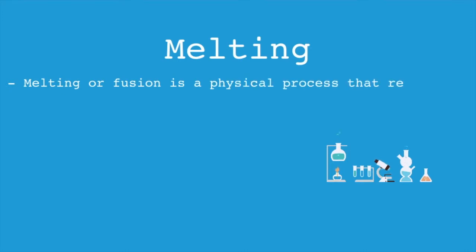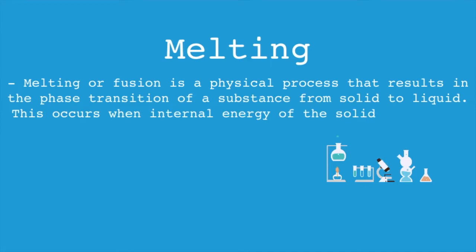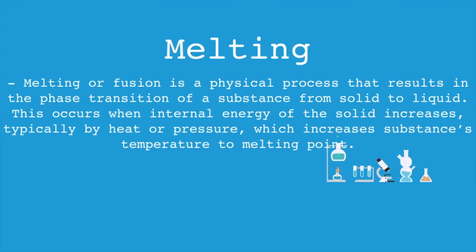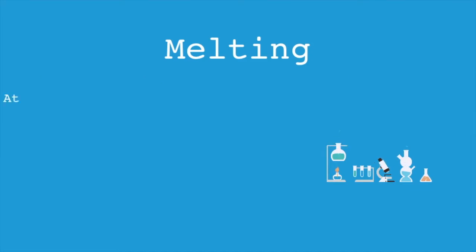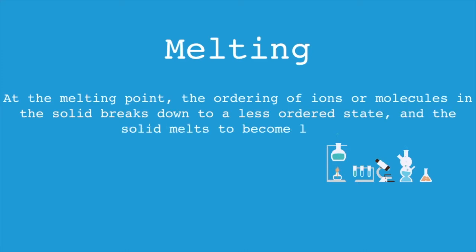Melting or fusion is a physical process that results in the phase transition of a substance from a solid to a liquid. This occurs when the internal energy of the solid increases, typically by the application of heat or pressure, which increases the substance's temperature to the melting point. At the melting point, the ordering of ions or molecules in the solid breaks down to a less ordered state, and the solid melts to become a liquid.